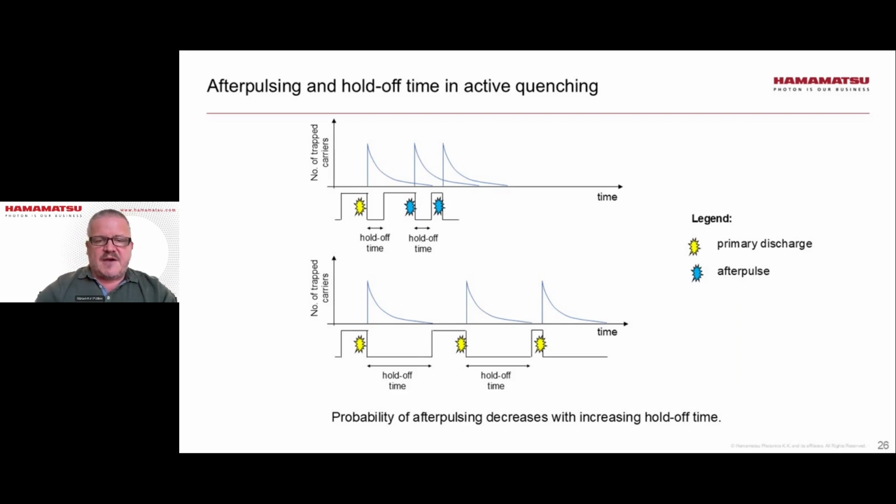So afterpulsing can be controlled with a hold-off time in active quenching. In the top panel, I have a shorter hold-off time than in the bottom panel. If the hold-off time is long enough, then I can suppress the afterpulsing, because the charge is going to get released, but it's not going to produce an avalanche.